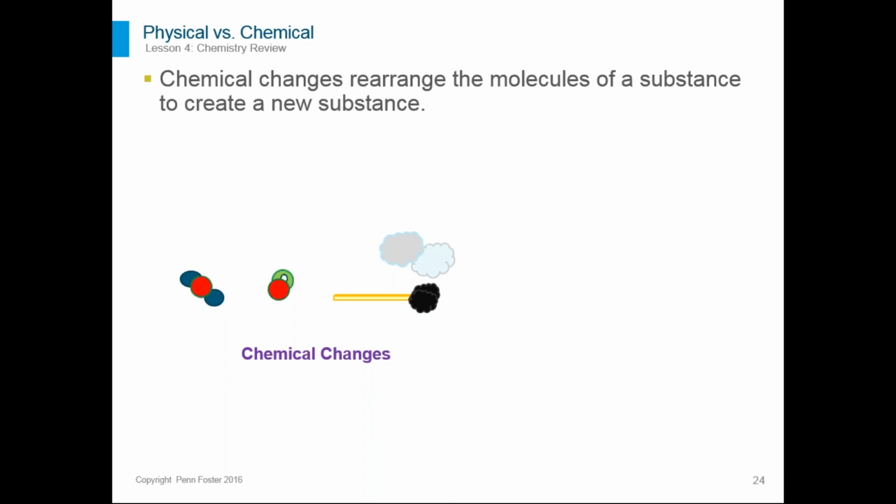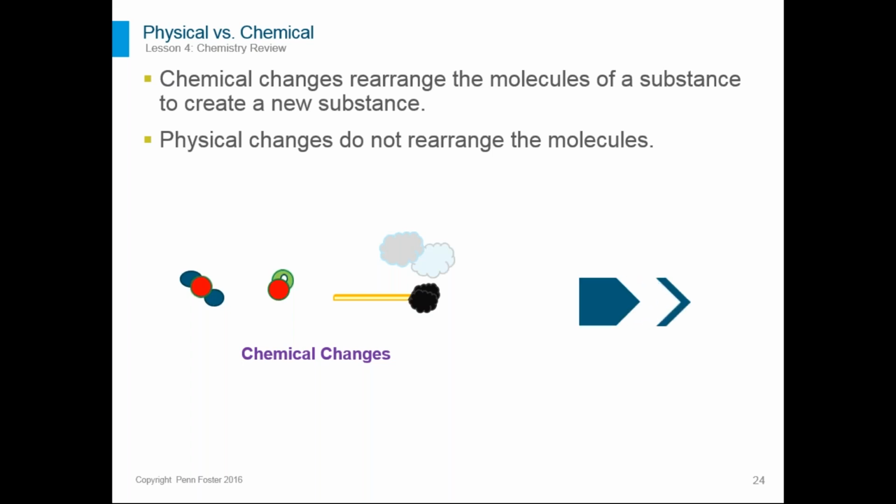That's a chemical change. And a physical change, by contrast, doesn't rearrange the molecules. An example of that would just be something like breaking a material. Now you have two different pieces, they're a different shape, but you haven't made it into anything new. If you have a piece of paper and you cut it, you just have smaller pieces of paper. You didn't make a new substance.